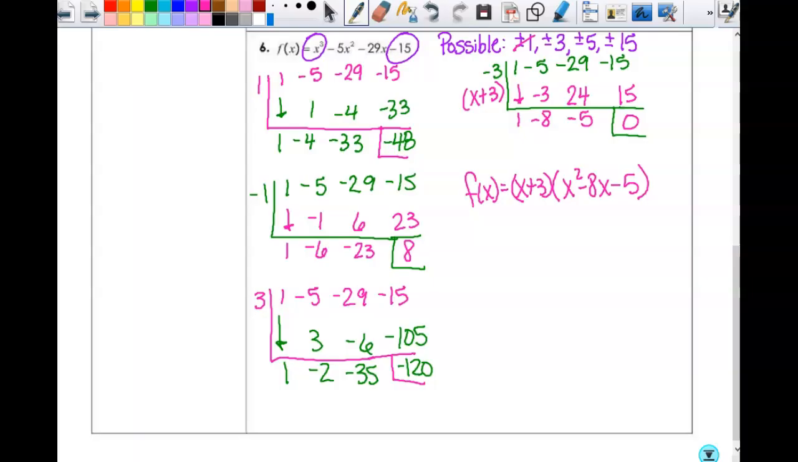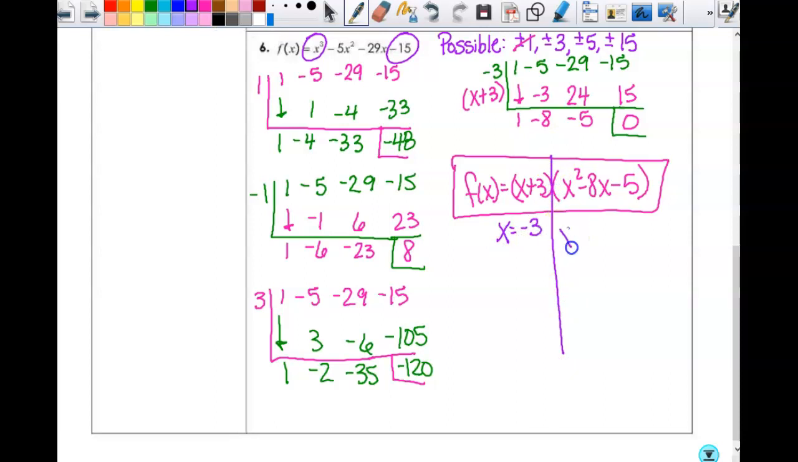Okay, so hopefully that song will be forever embedded in your brain so that you can remember it. So we have factored as much as we can factor. Now we've got to use the quadratic formula to help us with the rest. So this is going to give you x equals negative 3. So here, x equals negative b plus or minus the square root of b squared minus 4 times a times c, all over 2 times a.